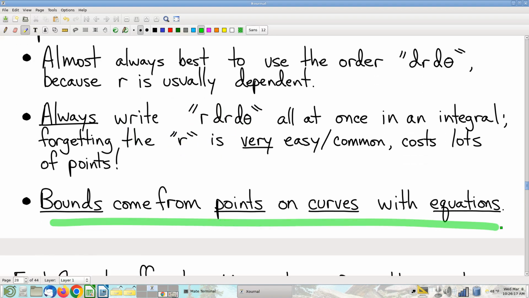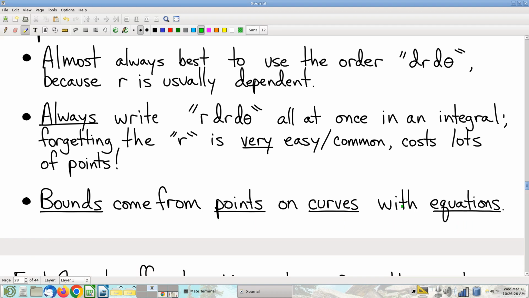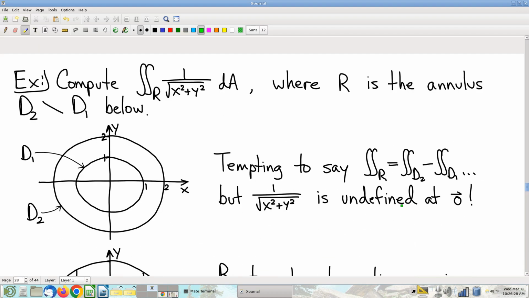And then again, look, we understand bounds from points that we identify as being on certain curves, which have certain equations, which we then solve. Okay, so all that's the same. So another example. Here we go. We have here an annulus.